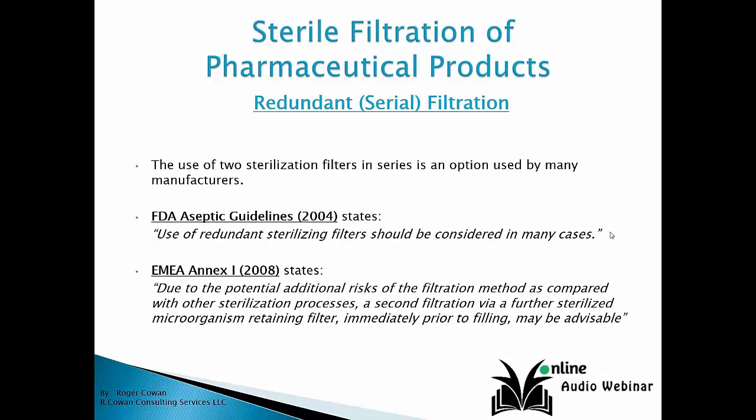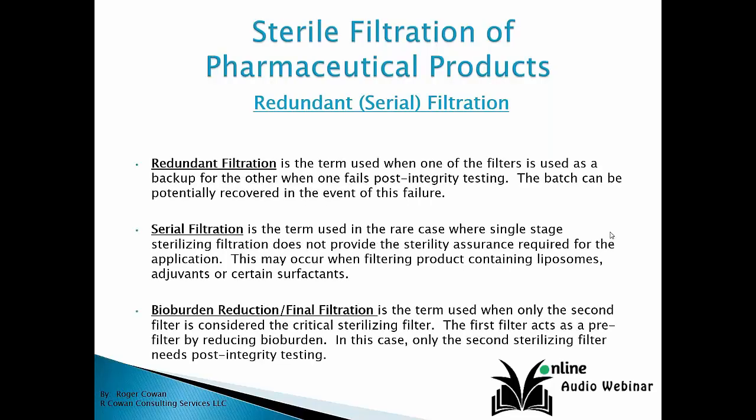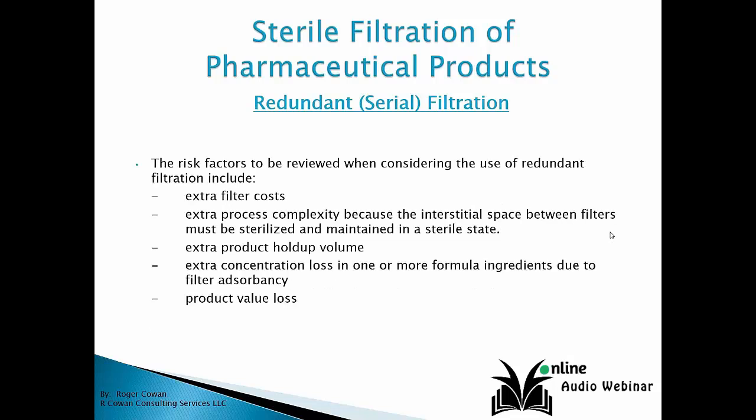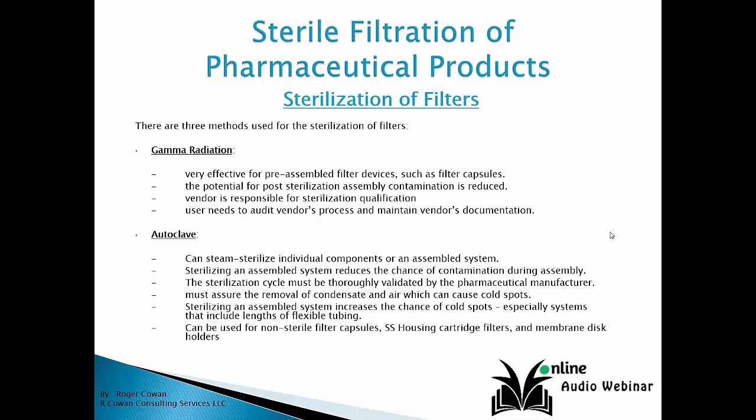And this is the subject of redundant filtration or serial filtration. Now, this refers to the use of two sterilization filters in series. Now, there are three terms describing this. There's redundant filtration. That's a term that's used when one of the filters is used as a backup for the other when one fails post-integrity testing. Now, when you're deciding whether to use redundant filtration or not, it's a good idea to go over the risk factors.